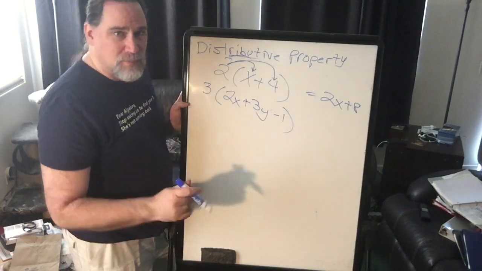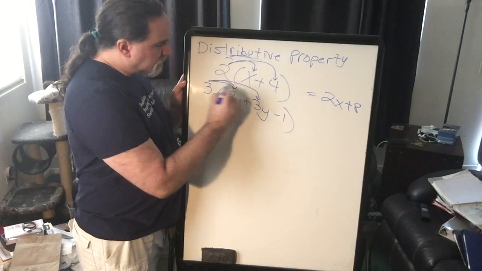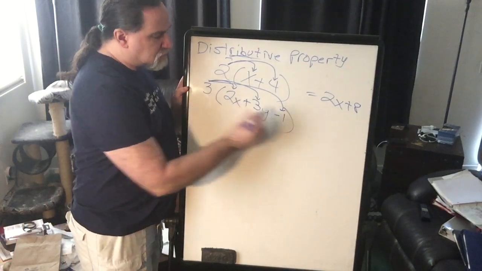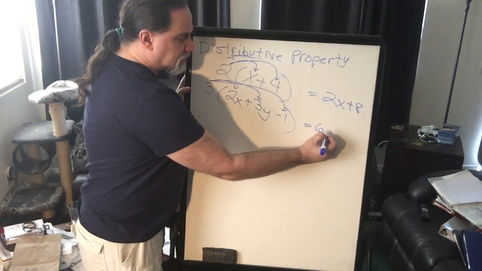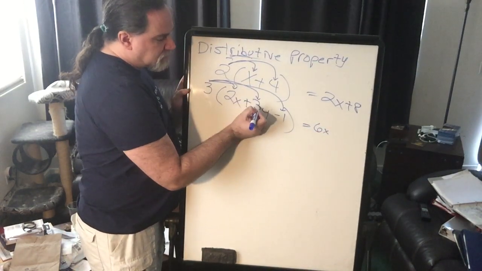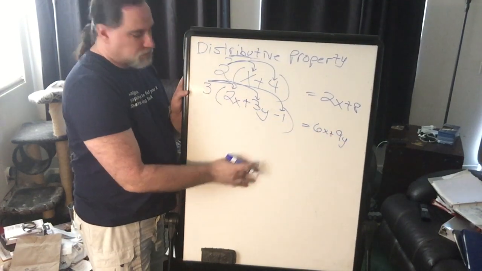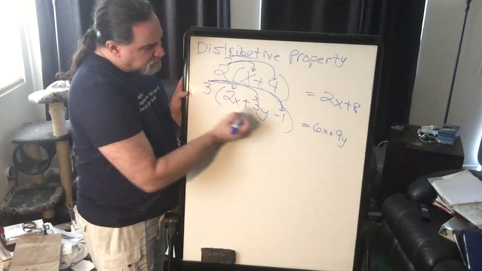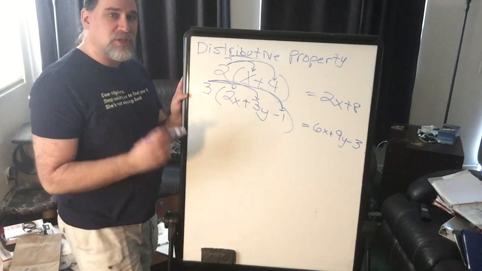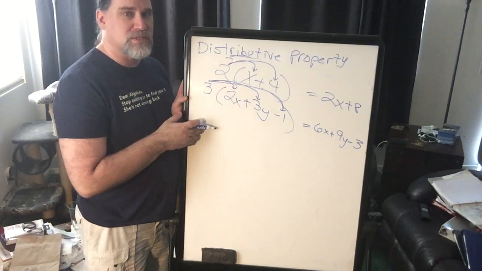This is where I bring in the rainbow, because I want to make sure I remind myself to multiply it times every single number that I've got. So I have 3 times 2x. 3 times 2x is 6x. I have 3 times positive 3y. Well, 3 times positive 3 is positive 9y. One more time, one more rainbow. 3 times negative 1 is negative 3. I had to make sure I multiplied everything inside the parentheses times the number that was outside the parentheses.